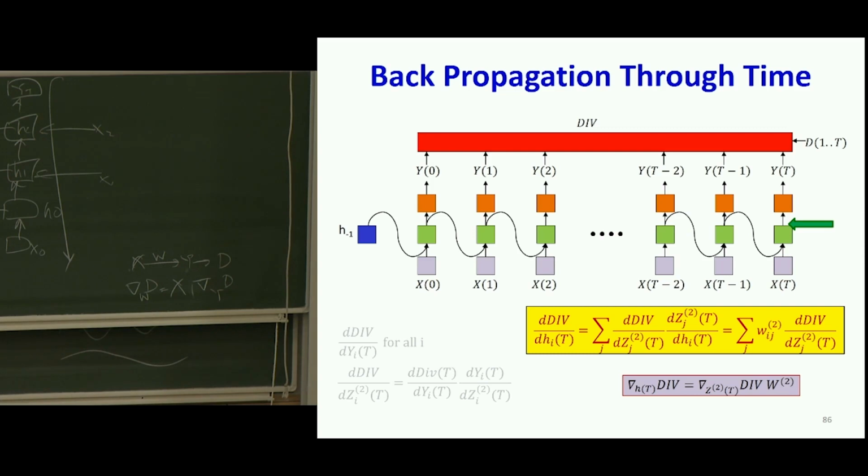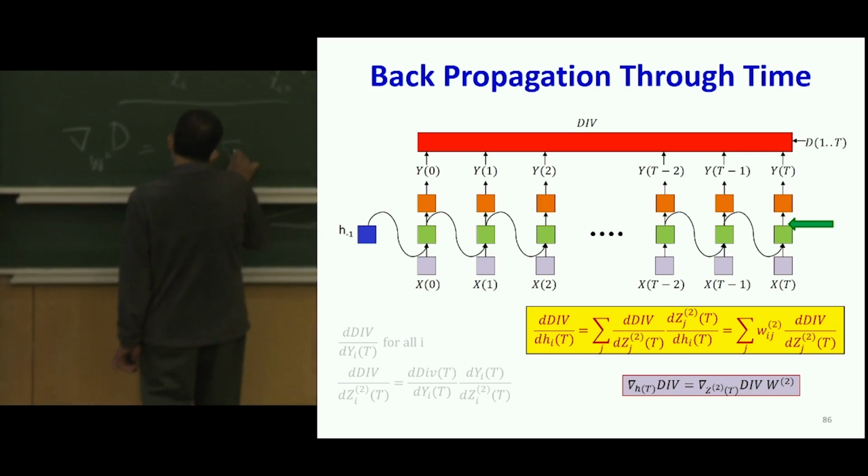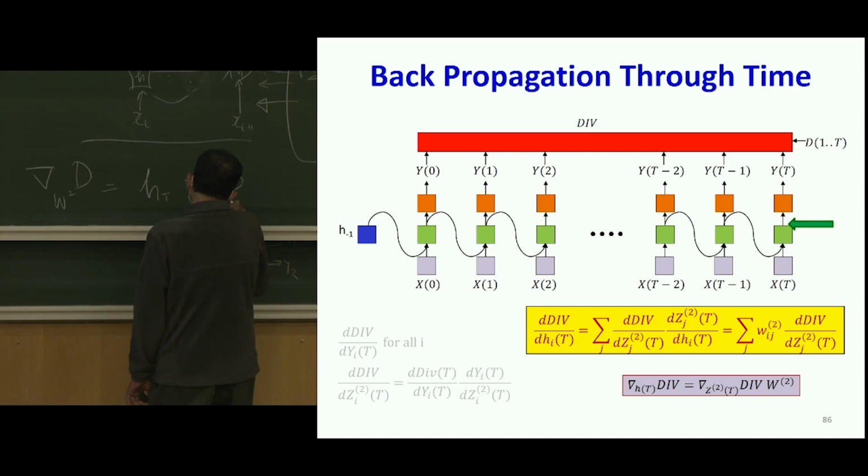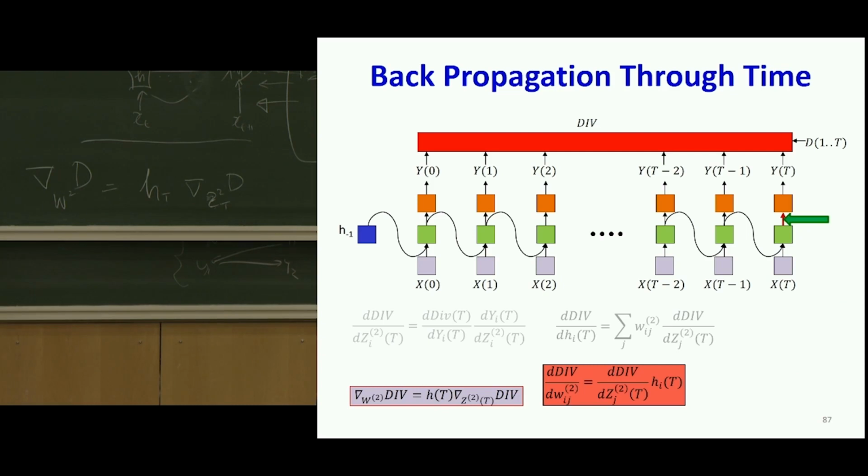Now help me with that. If I use that formula, what is the derivative with respect to W2? H_t times the derivative of the divergence with respect to Z2 of t. So this is clear to everybody, right? I'm just basically performing the computation. So that's what we have.